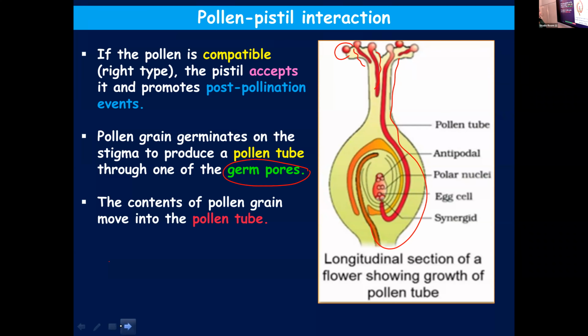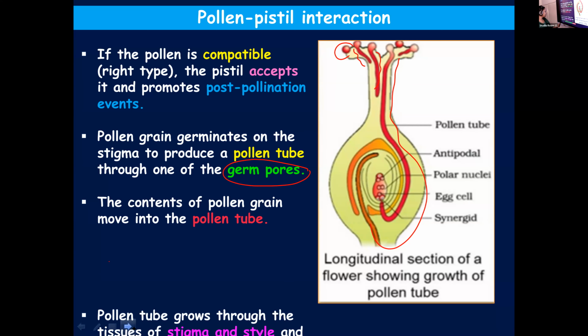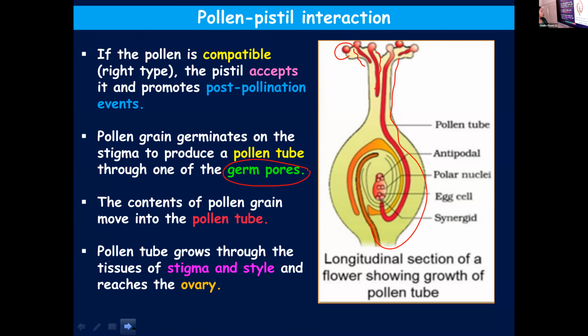The contents of the pollen grain move into the pollen tube. You know about the cells present inside a pollen grain. Once the pollen germinates and forms a pollen tube, the contents present in the pollen grain will be transferred to the tube. And through the tube, these contents will reach the ovule and finally enter the embryo sac. The pollen tube grows through the tissues of the stigma and style, reaches the ovary and enters the ovule.